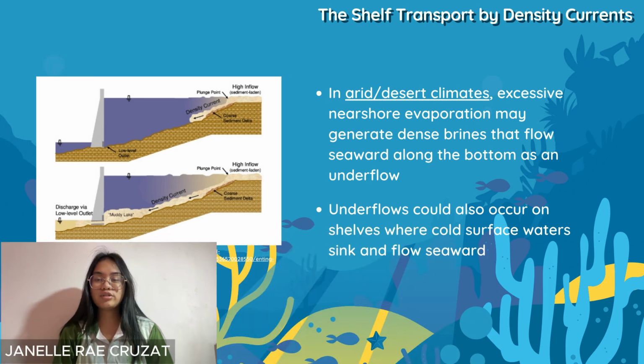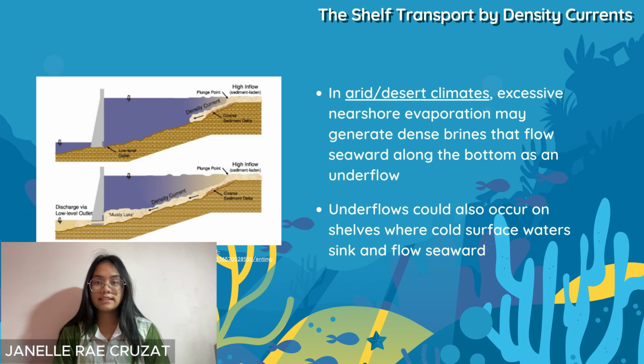Heat plays a crucial role in shaping ocean currents. In particularly hot, arid, or desert climates, excessive heat leads to nearshore evaporation. This process intensifies salinity, creating dense brines. These brines are saltier and denser than standard seawater, which causes them to sink beneath the less dense, warmer surface waters. Once these dense brines form, they move seaward along the bottom in what's called an underflow.